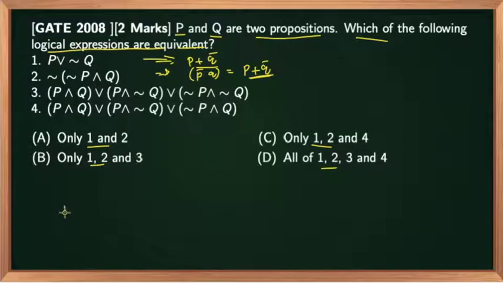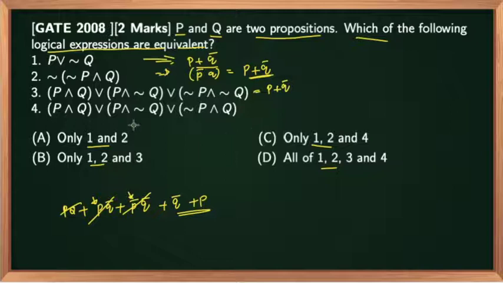So that is PQ plus PQ bar plus P bar Q bar, right? So I have P bar here and P here, so I can add Q bar to this. So this will be cancelled out. So I have Q here and Q bar here, so I can add P here. So this term will go off. So I have P plus Q bar, right? So the third one is also P plus Q bar.